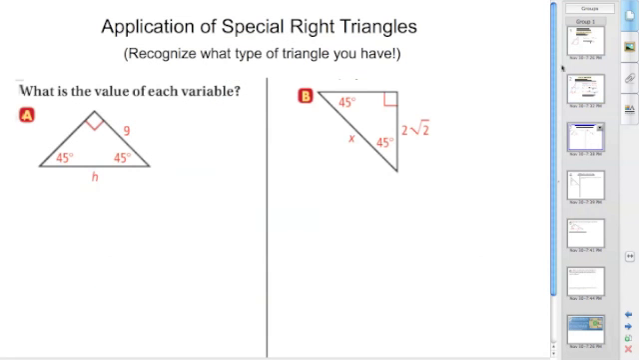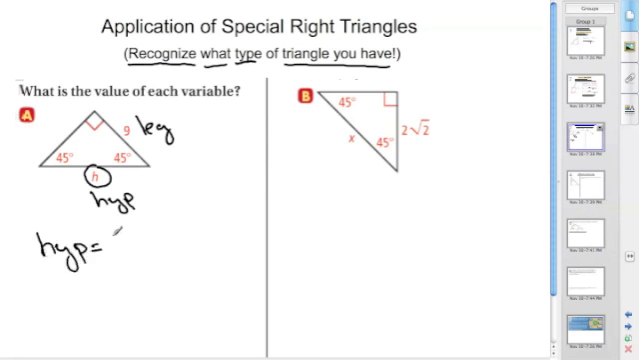Now let's apply the notes from the previous page. Here, you have to recognize what type of triangle we have. So here we know it's a 45, 45, 90. Therefore, I'm going to use the notes from the first slide, and you have to recognize that H is the hypotenuse and 9 is the leg. So we're trying to find the hypotenuse, and the hypotenuse is equal to the leg times square root 2.